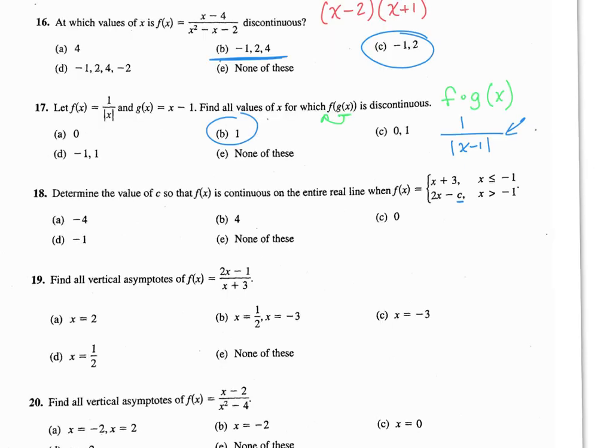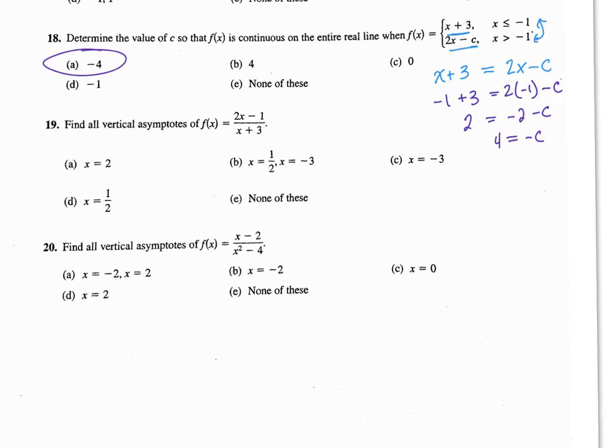In order for a piecewise function to be continuous, these two need to equal each other when x is -1. So that means x plus 3 must equal 2x minus c when x equals -1. All you have to do is plug in a -1. -1 plus 3 equals 2 times -1 minus c. So I have a 2 here, and -2 minus c. Add it over. 4 equals -c. Divide by -1: c is -4.